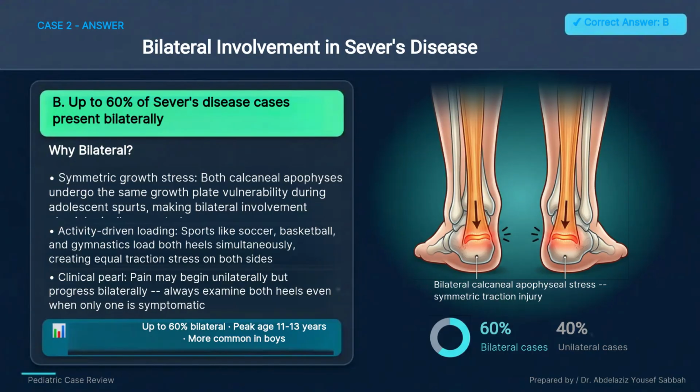The correct answer is Option B. Up to 60% of Sever's disease cases present bilaterally. Both calcaneal apophyses undergo the same growth plate vulnerability during adolescent growth spurts, making bilateral involvement physiologically expected. Sports such as soccer, basketball, and gymnastics load both heels simultaneously, creating equal traction stress on both sides. An important clinical pearl: pain may begin unilaterally but progress bilaterally. So always examine both heels even when only one is symptomatic. The condition is more common in boys, with a peak age of 11 to 13 years.